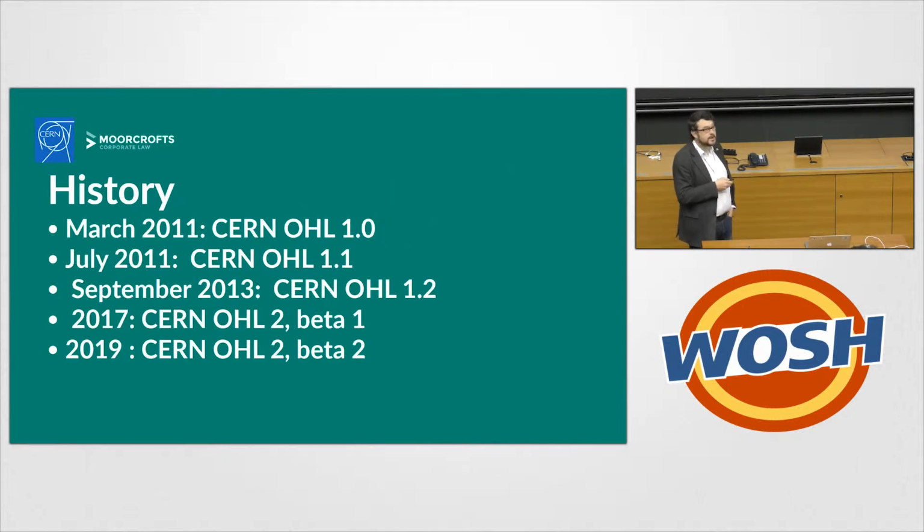So it might be helpful just to recap a little bit and give you some history. The original CERN Open Hardware License, version 1.0, was produced in March 2011, and then there have been subsequent versions.